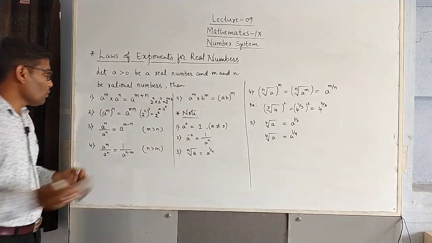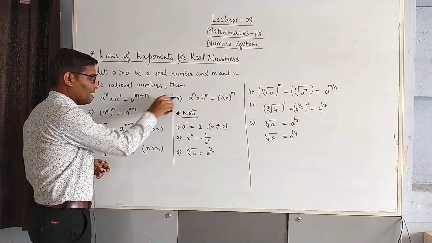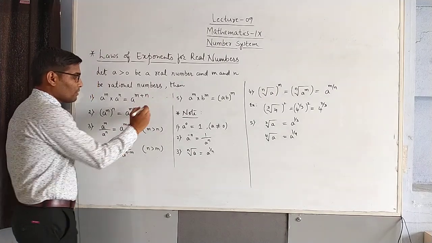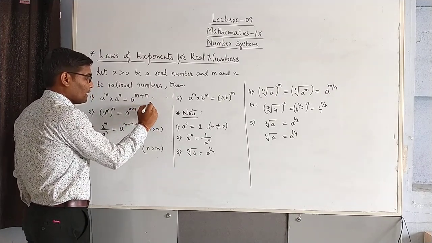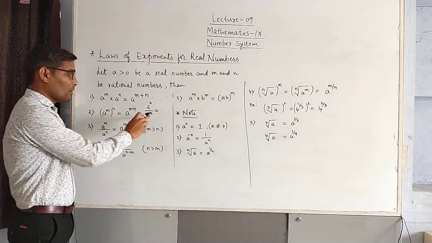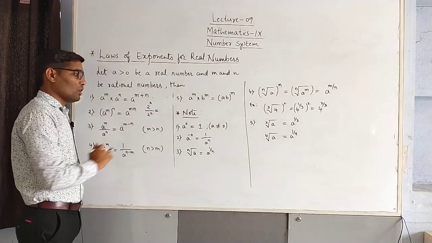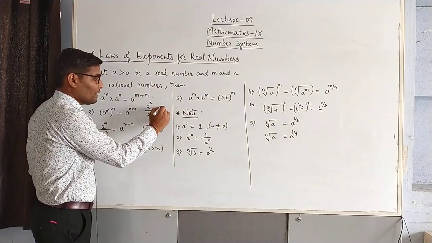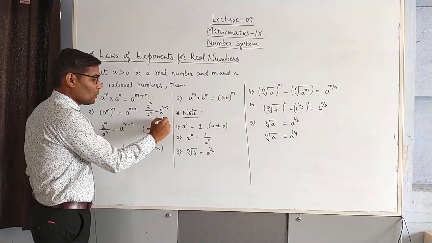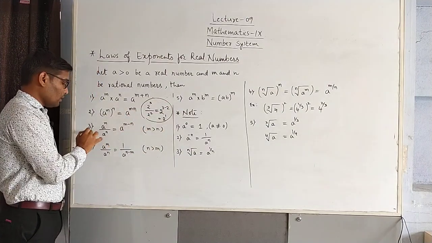We can give an example for this third law of exponents: 2 to the power 3 divided by 2 to the power 2. Here the power of the numerator is 3 and the power of the denominator is 2. That is, the power of the numerator is greater than the power of the denominator. Then we can write 3 minus 2, and it becomes 2 to the power 1. This is the answer. This is an example of the third law of exponents.